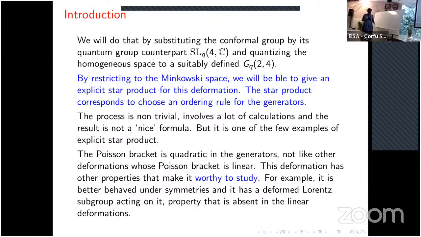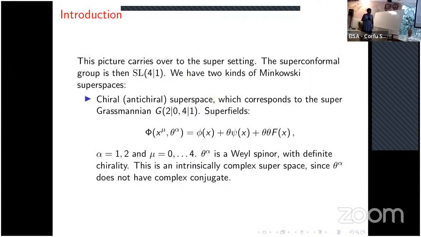So since we are working with the quantum conformal group, we will have the conformal symmetry, and we will also have a symmetry under the Poincaré subgroup. This picture carries over to the super setting. For the conformal group we now take supersymmetry N equals 1, and then we have the supergroup SL(4|1), in superdimension 4|1.